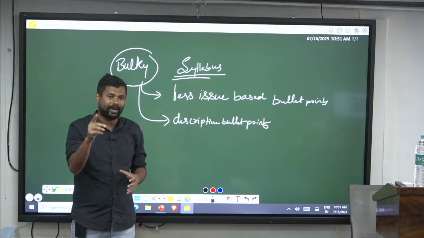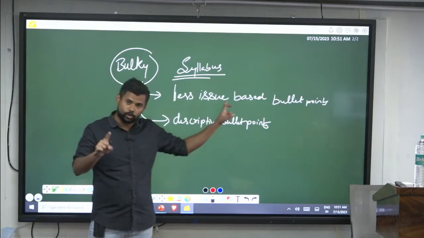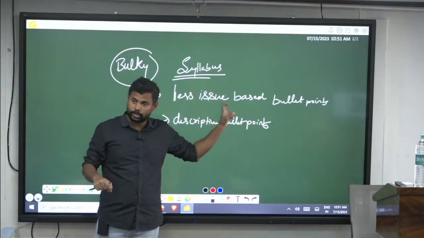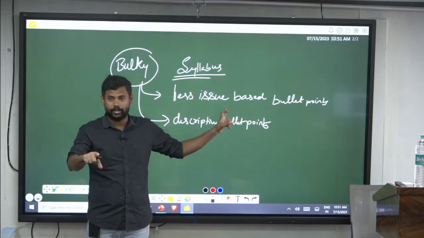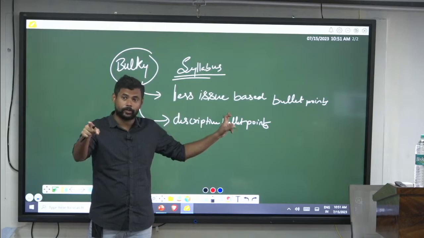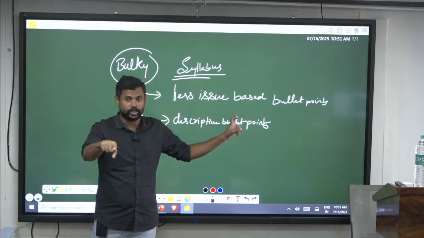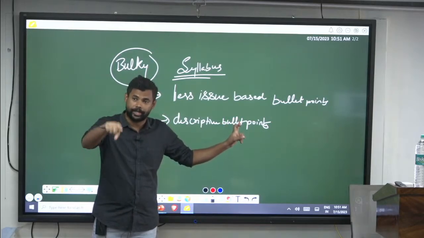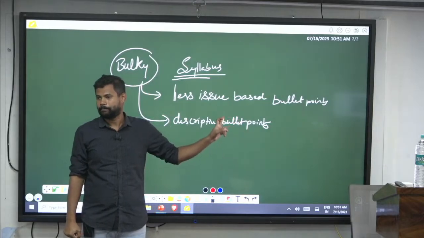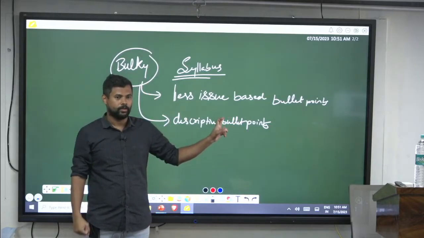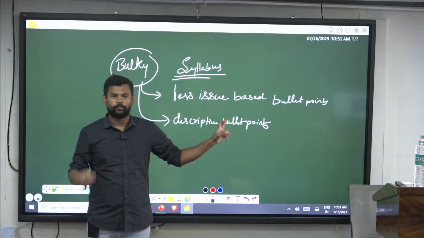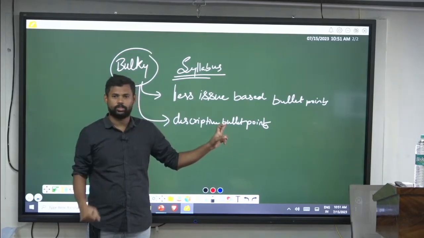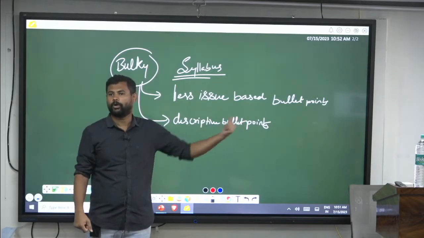Correct? But what happens in paper 1? In paper 1 also you have issue-based bullet points, but these only overlap with society. Unfortunately, though the issue-based bullet points overlap with society, you are going to complicate society only with the perception that you have not studied it in your foundational program. For example, you have regionalism, communalism, secularism, urbanization, women issues, population-related issues. These are all issue-based bullet points.